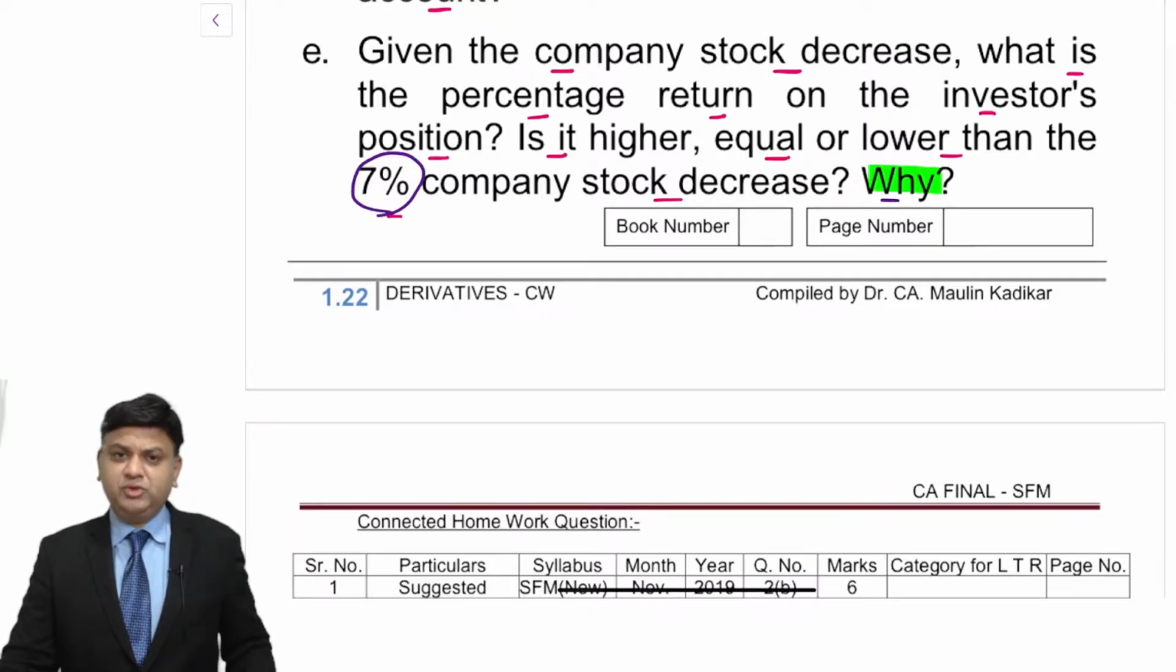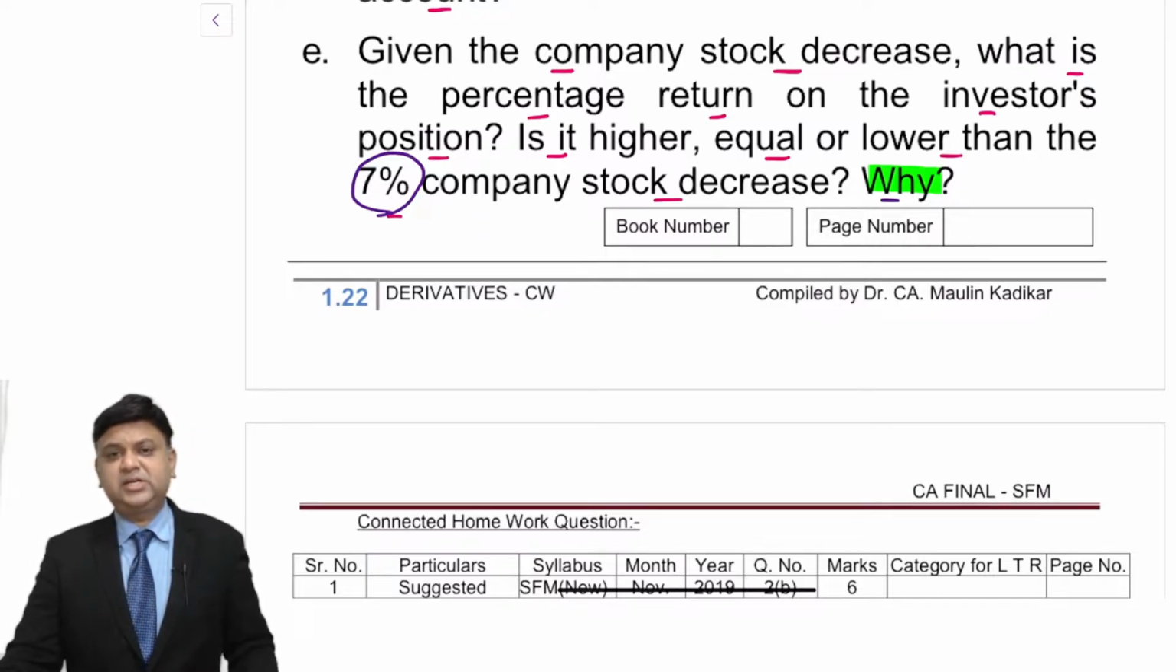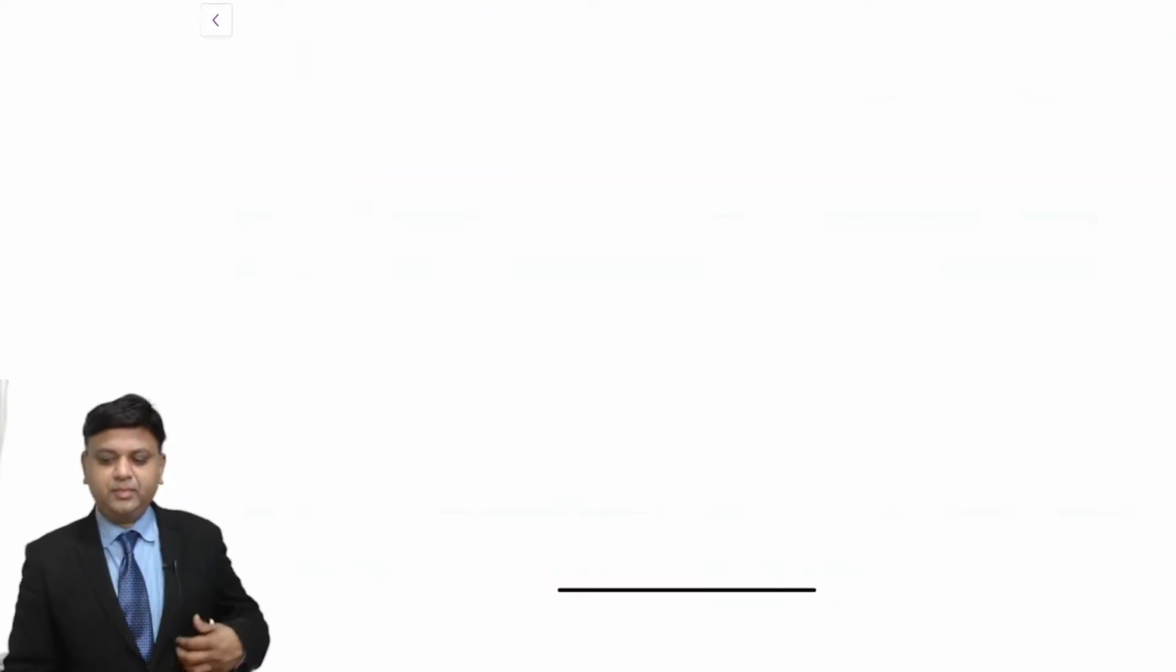First of all, I want you to tell me what is the percentage return if at all investor is squaring off the position on the very next day. Please write down a note before we write the answer. Question number E.